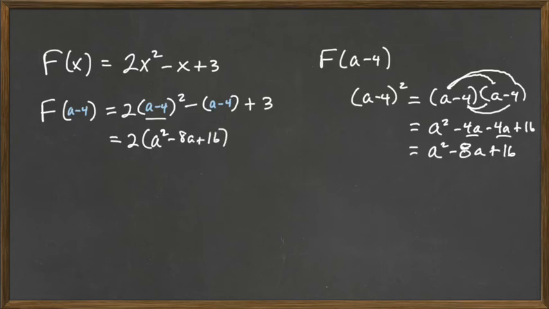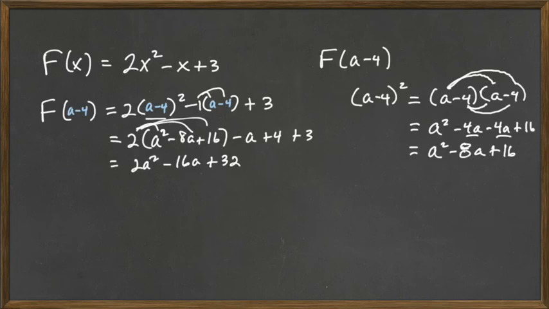Notice I'm going to want to multiply or distribute 2 next. I'm going to go ahead and finish the rest here. I'll have a minus. Now I'm really distributing a negative 1 here. I'll get a minus 1a or minus a, and a negative 1 times a negative 4 gives me a plus 4, and then I have a plus 3. And so now I'm ready to distribute here. I'll get 2a squared minus 16a plus 32, and then I'll bring down the rest of what I had here.